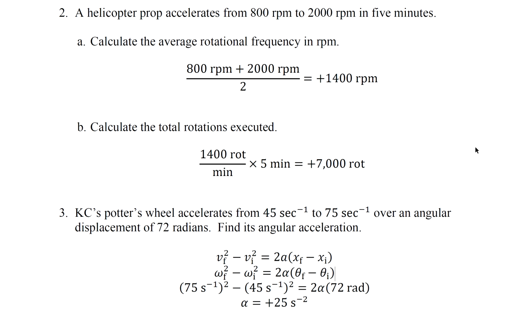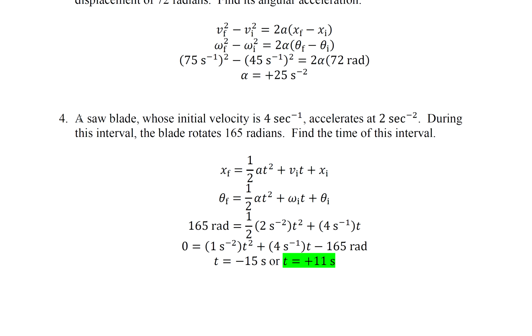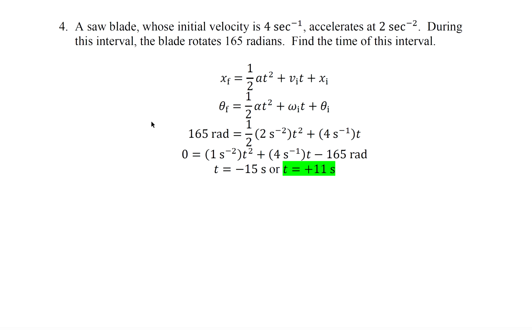Question 4. A saw blade whose initial velocity is 4 rad/s accelerates at 2 rad/s squared. During this interval, the blade rotates 165 radians. Find the time of this interval.